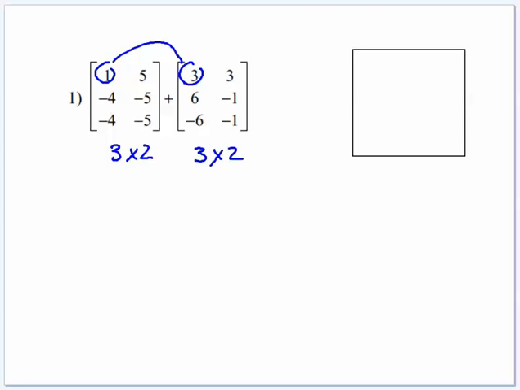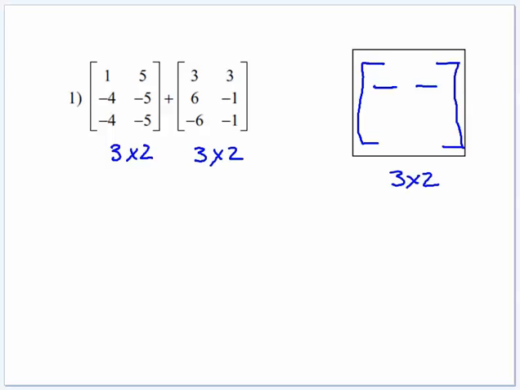We take the top left, it goes with the top left. Top right goes with the top right. Middle left goes with middle left. Middle right goes with middle right. And for the bottom row, the bottom left goes with the bottom left, and the bottom right goes with the bottom right. So we have a 3 by 2 and a 3 by 2, and our answer matrix will also be a 3 by 2. Sometimes it's helpful to draw the positions for your answers to keep track of what's going on.